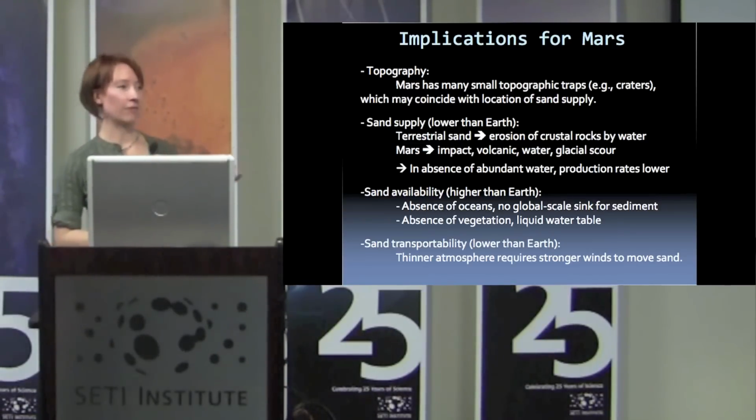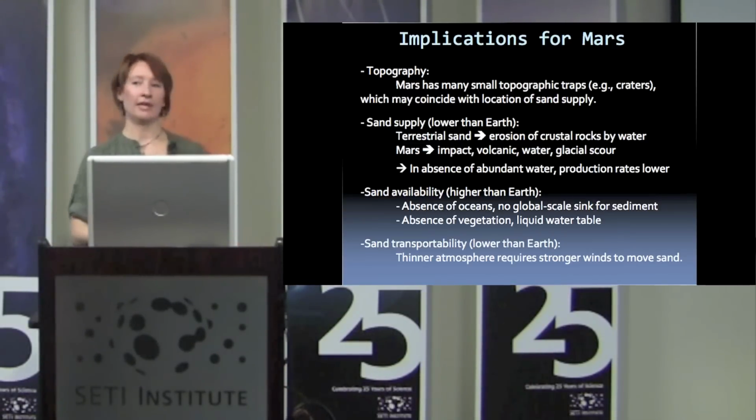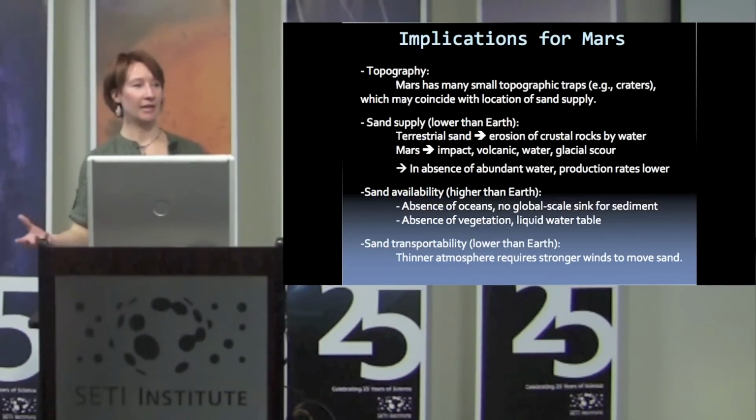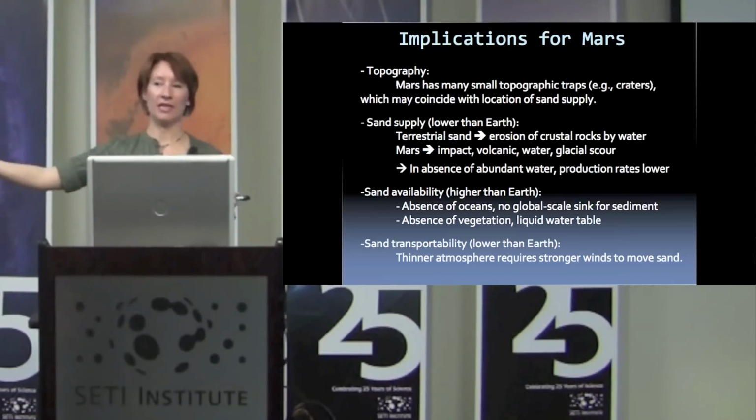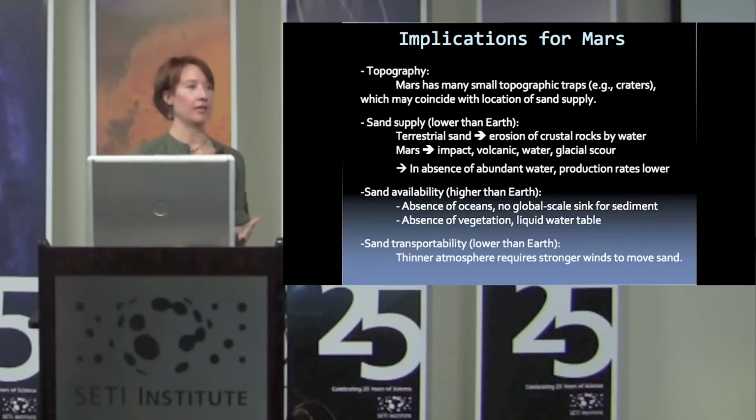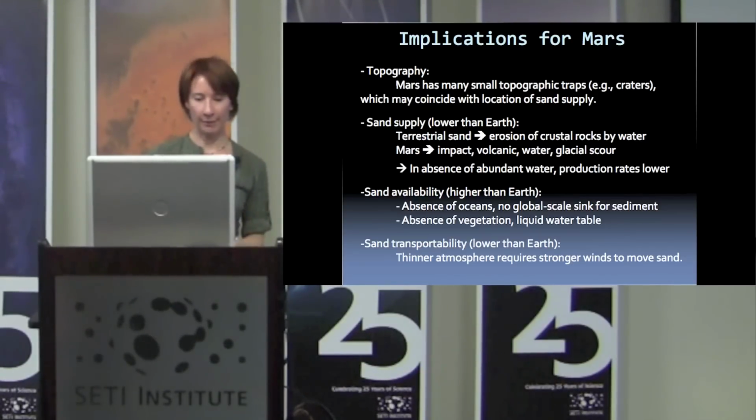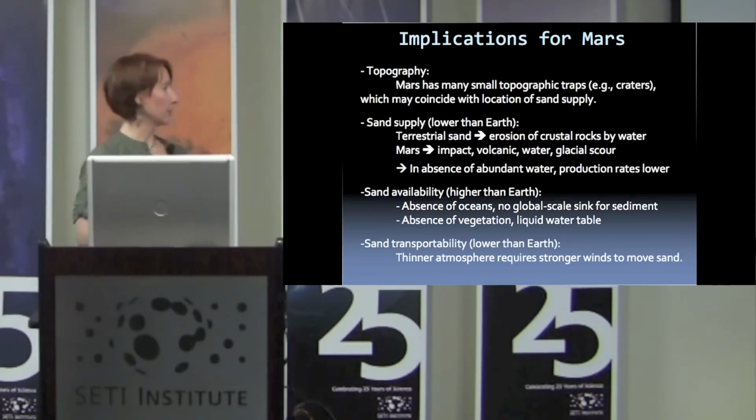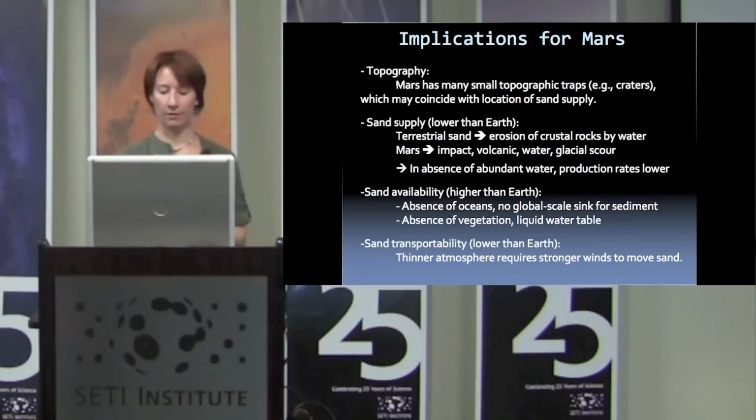On Earth, 70% of the surface is covered by oceans. Once sand goes into the ocean, it's not coming out. So there's no global scale sink for sediment on Mars. That stuff was made 4 billion years ago. It's probably been transported around on Mars on and off for billions of years, whereas on Earth, sand gets created and destroyed over and over again. Then there's sand transportability. The Martian atmosphere is much thinner than the Earth's atmosphere. It has been for a very long time. And so it takes a lot more energy to move sand on Mars than it does on the Earth. So these two factors could define why we don't see as much sand on Mars as we do on Earth.